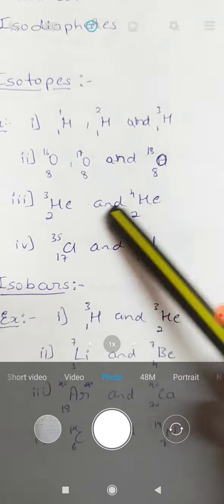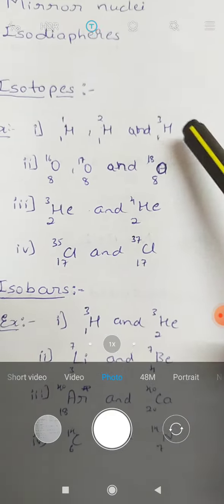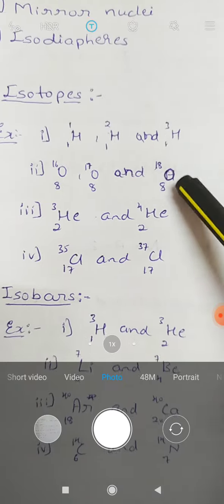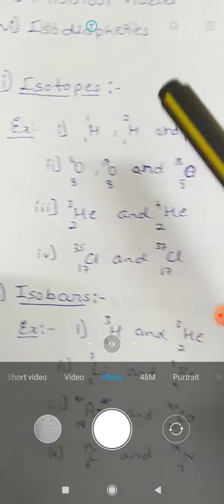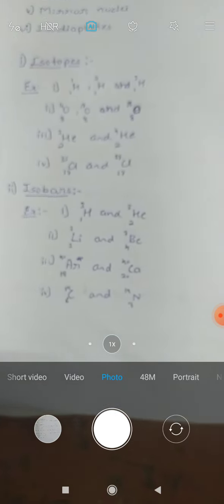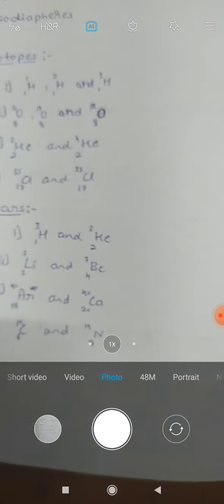Similarly, in the case of helium and chlorine. These four are the examples for the isotopes. And next, in case of isobars, the nuclei having the same number of neutrons but different number of protons.